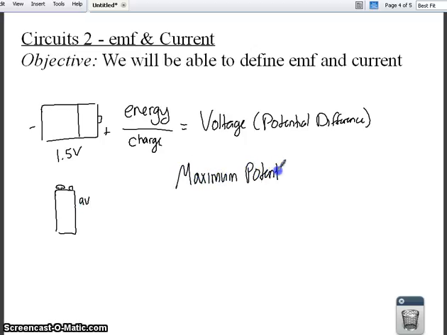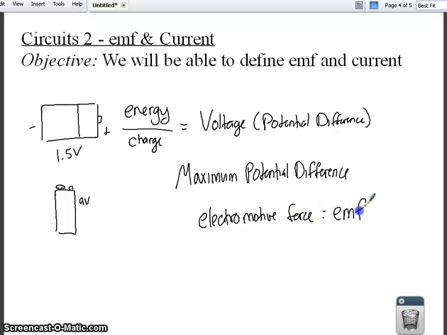The maximum potential difference of a battery is known as its electromotive force, or EMF. So if we have a 12-volt car battery, the EMF of the car battery is 12 volts. For a 1.5-volt battery, the EMF is 1.5 volts.